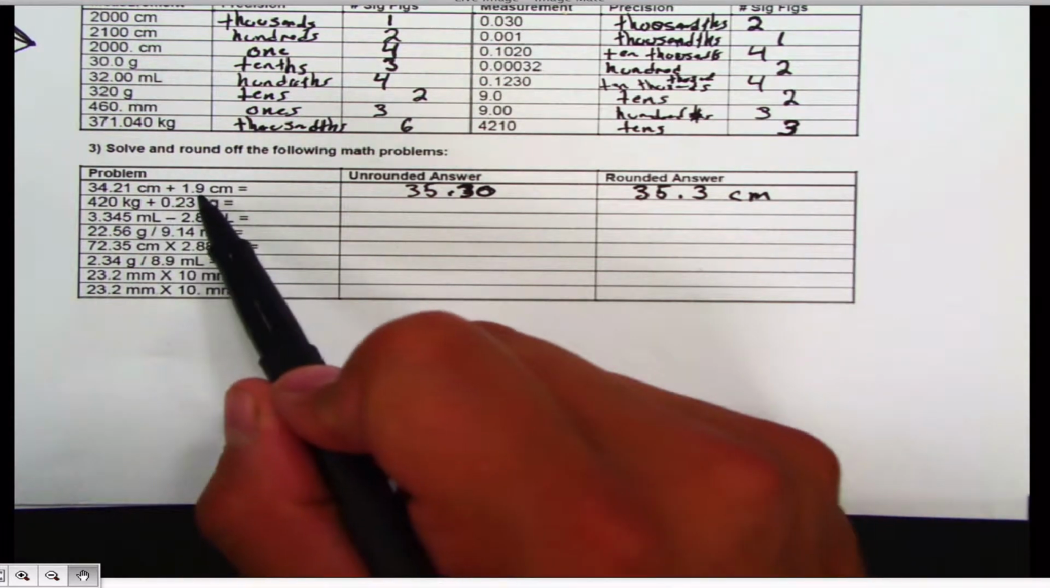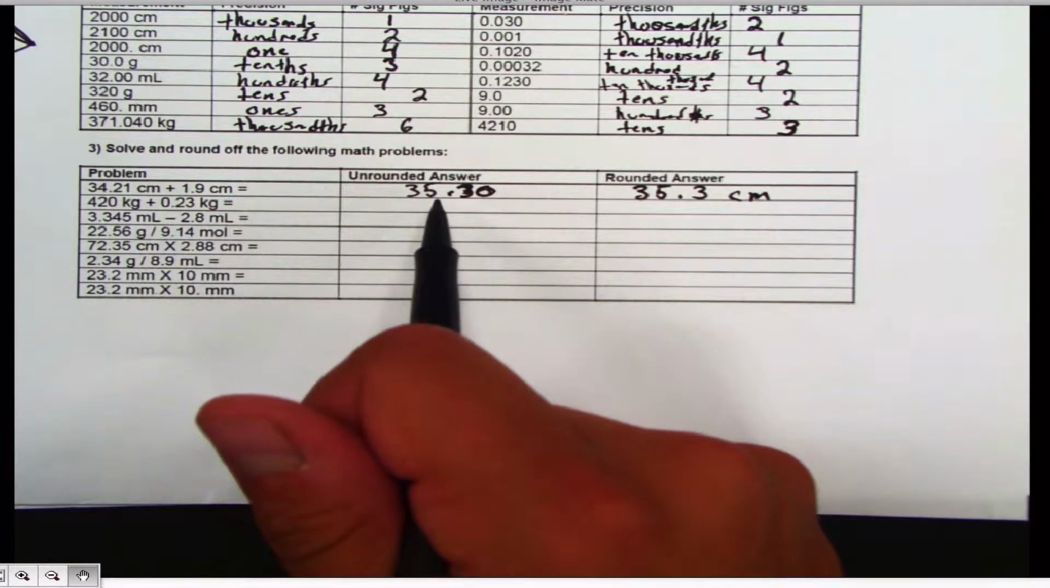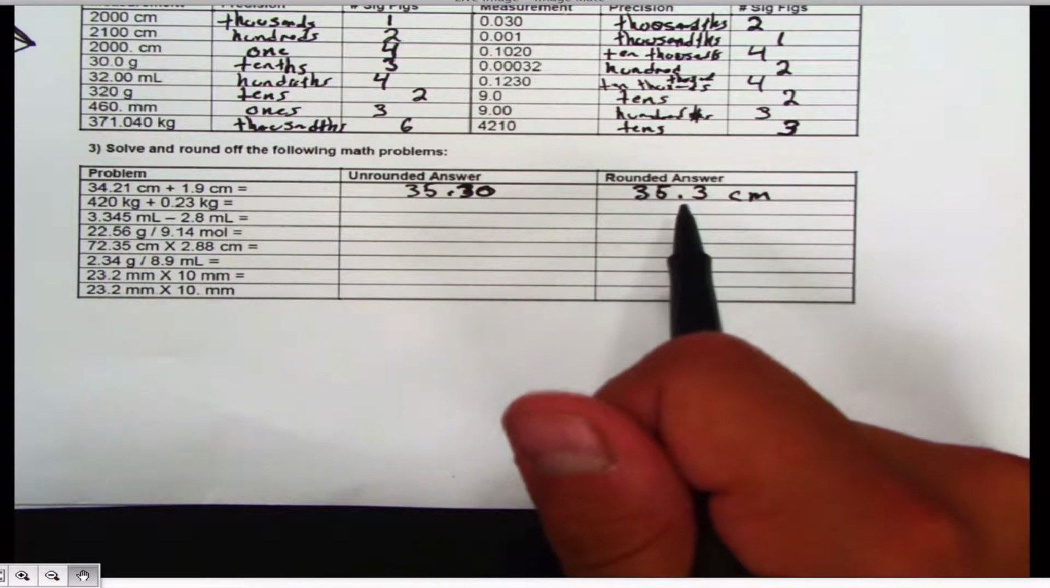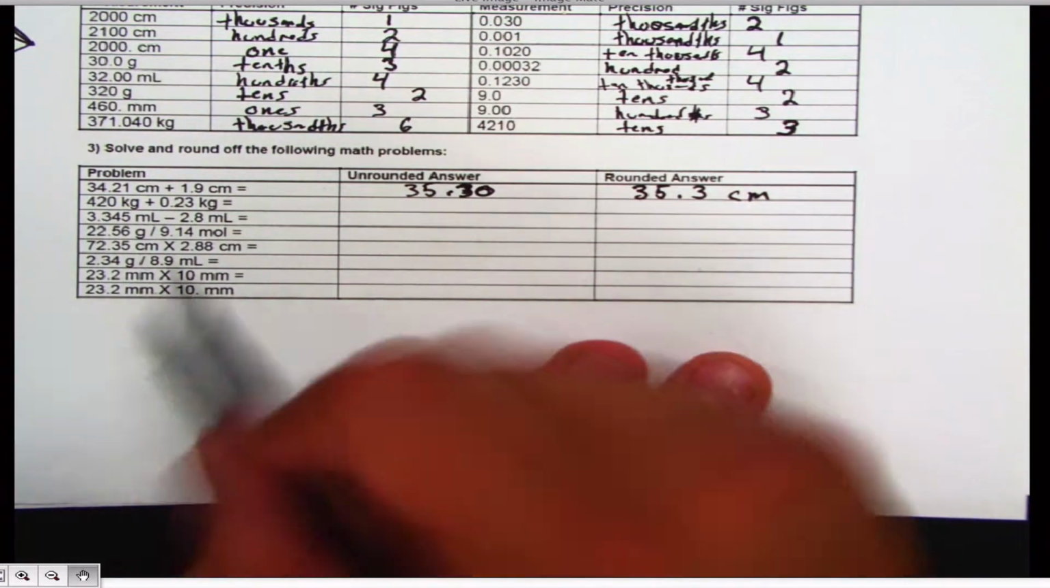And don't forget your label, centimeters. So again, least precise number, because measured to tenths, that's what I round to. That's how to do it. So here's your calculator answer, unrounded. Here's your rounded answer. Some calculators can actually do this for you, but it's good to know how to do it. Let's try another one, adding and subtracting.